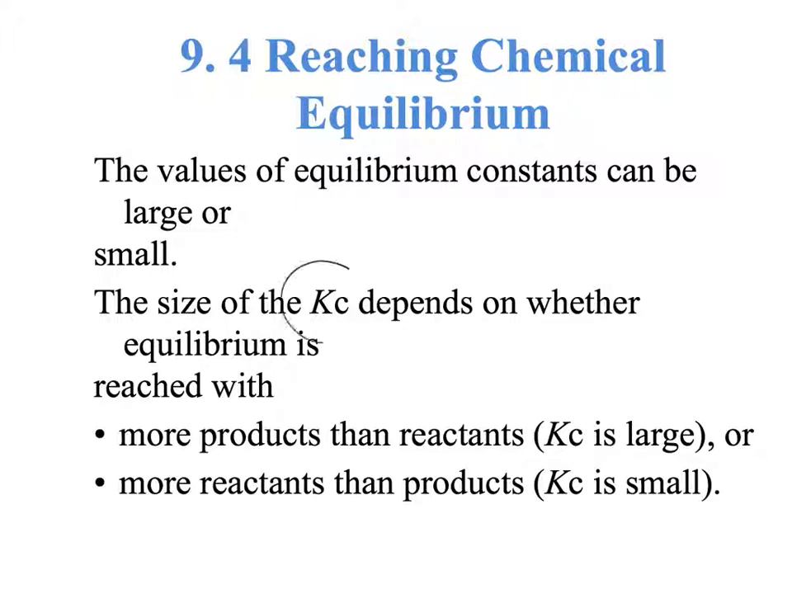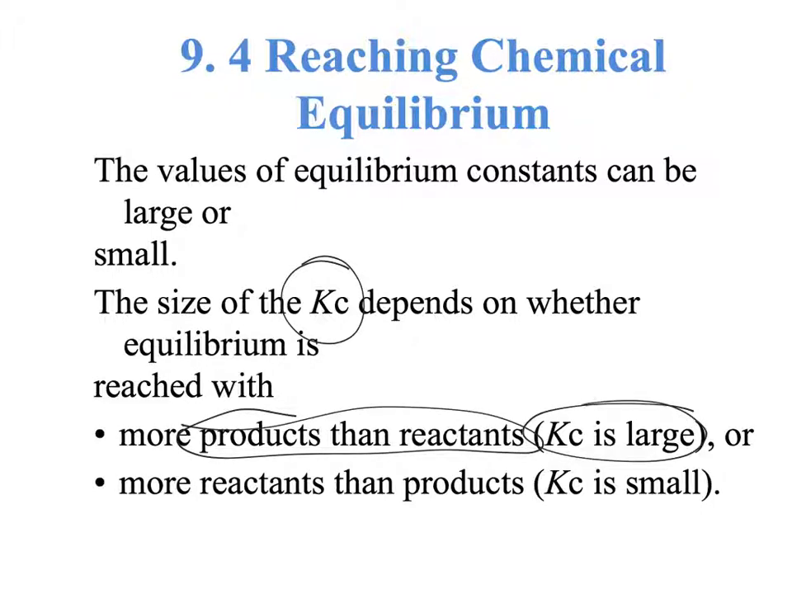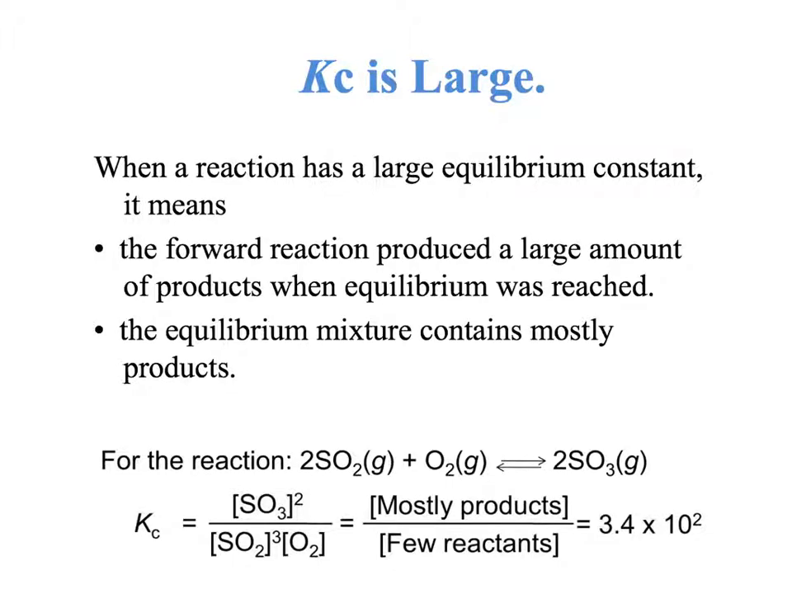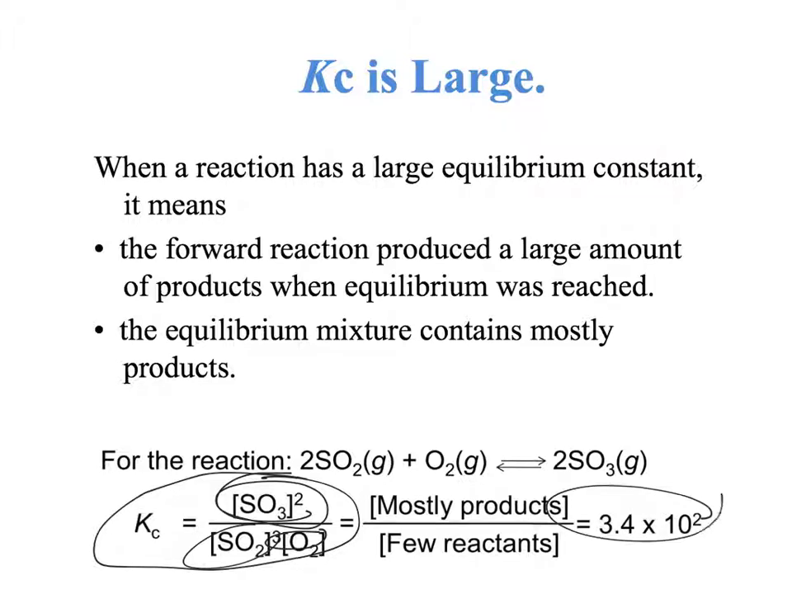The value of Kc depends on if we have more products than reactants. In that case, Kc is going to have a very large value. Or if we have more reactants than products, in that case, we're going to have a very small value of Kc. When we have a very large value of Kc, if we look at the math equation, if this number is really large and these are tiny, the value of Kc is going to be large.